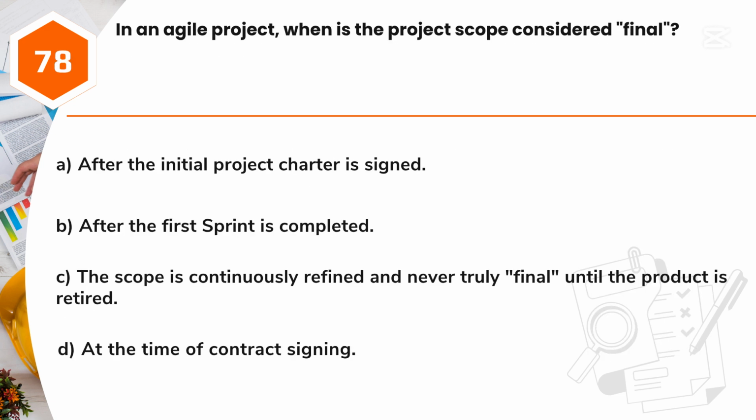Question 78. In an Agile project, when is the project scope considered final? A. After the initial project charter is signed. B. After the first sprint is completed. C. The scope is continuously refined and never truly final until the product is retired. D. At the time of contract signing.